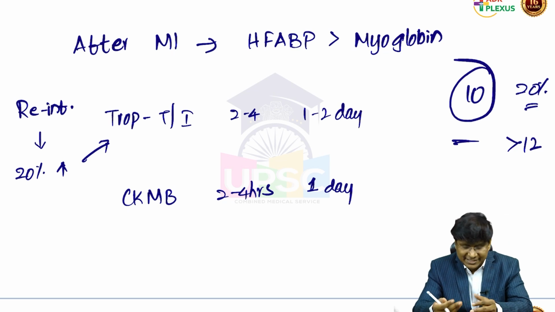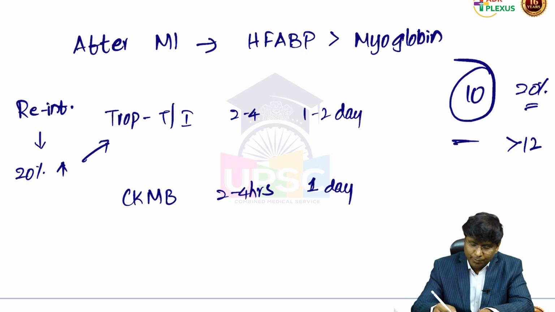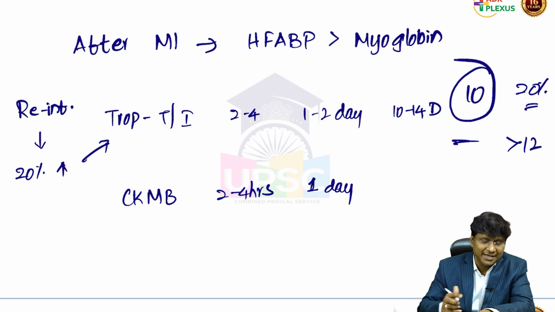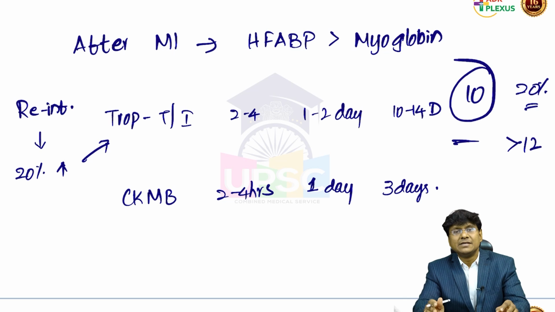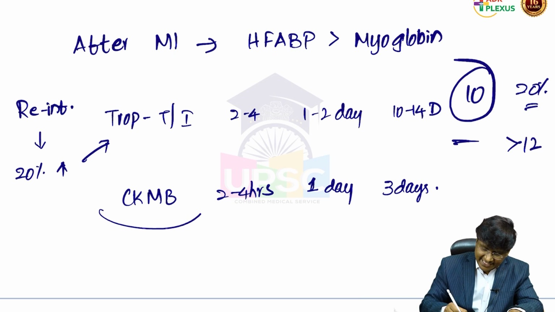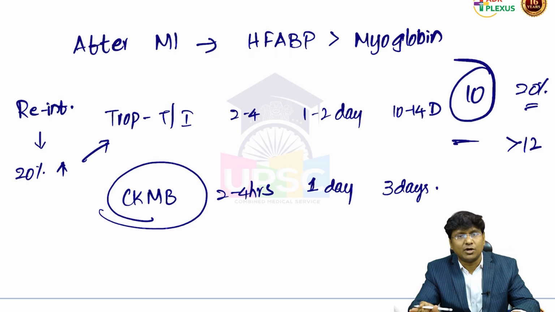And for how long will they remain elevated? The troponin will remain elevated for almost 10 to 14 days, whereas the CK-MB remains elevated for almost 3 days. So on the 4th day morning, the CK-MB value will return back to normal.